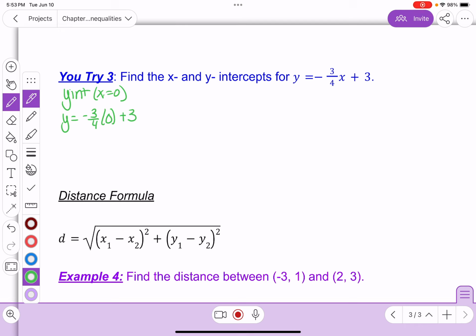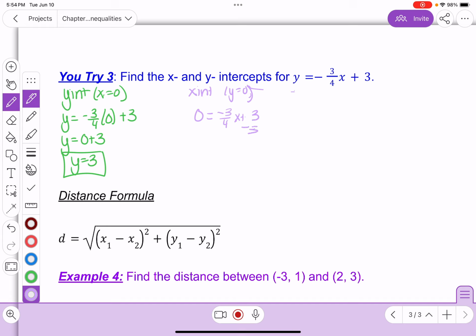So 3/4 times 0 is 0. 0 plus 3 is 3. So the y-intercept is 3. For the x-intercept, I'm going to make y equal 0. So I'm going to write 0 equals negative 3/4 x plus 3.